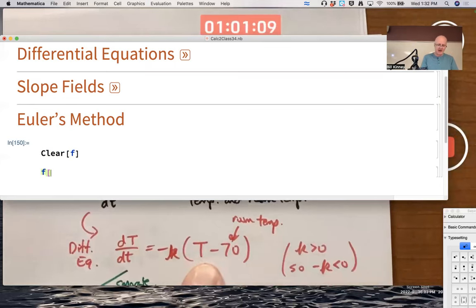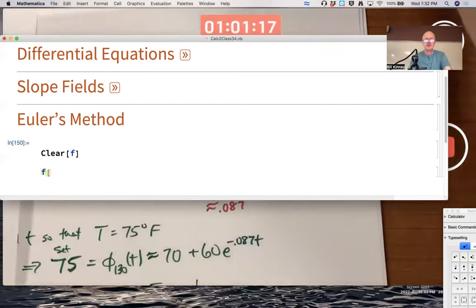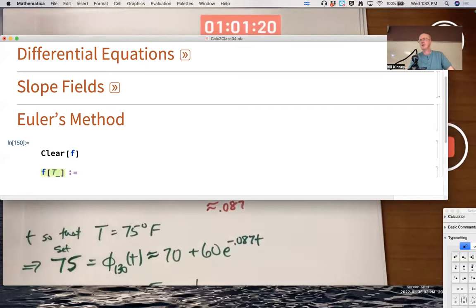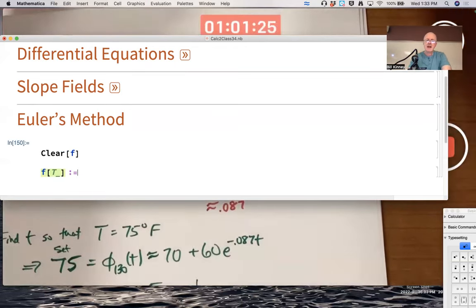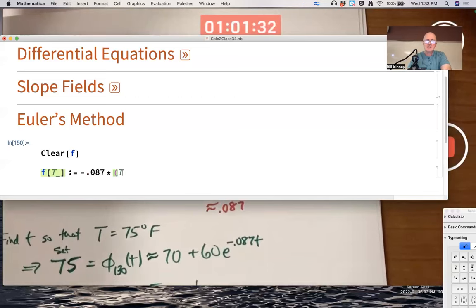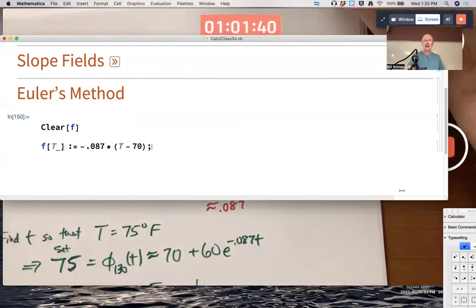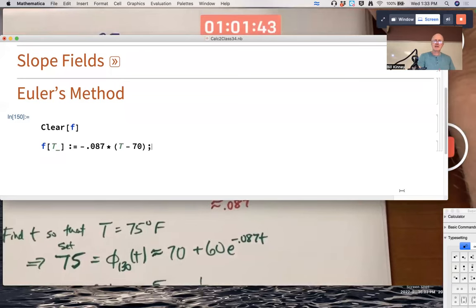Where k is what we found, 0.087. So when I type it into Mathematica, I can use just a capital T. In general, you might have to put a little t in there as well. It's my right-hand side function. K is 0.087, so I get negative 0.087 times capital T minus 70. Semicolon suppresses output. I also like to think of it as just a way to separate different lines of code here.